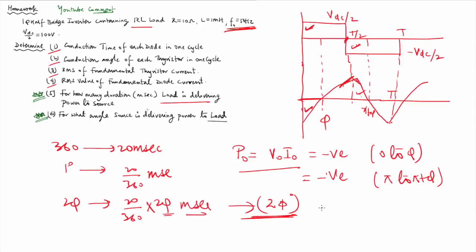And how to get phi? I already told you that it is equal to tan inverse omega L upon R. Here omega is the fundamental frequency. Is it fine? In this way we can calculate.